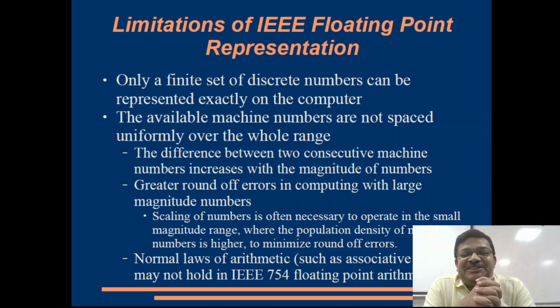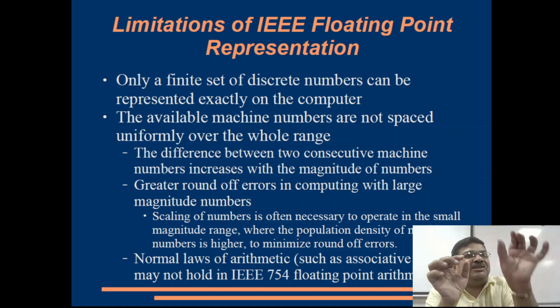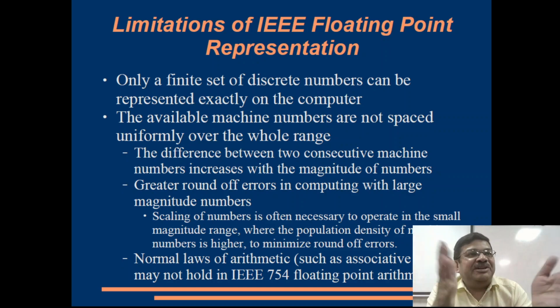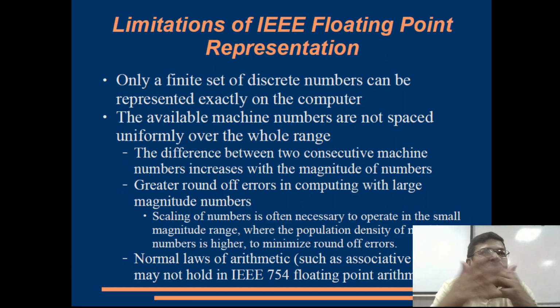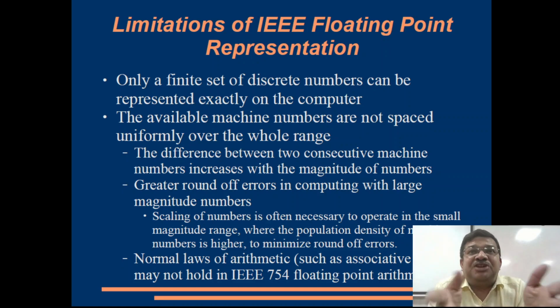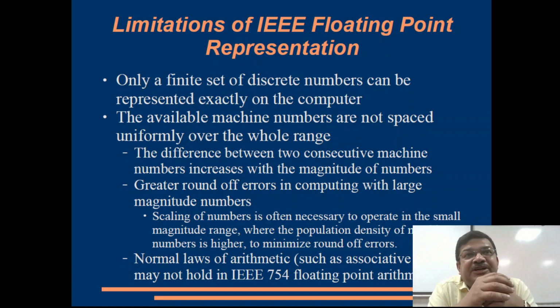So there are greater round of errors in computing with large magnitude numbers, and therefore scaling of numbers is often necessary to operate in the small magnitude range so that the round of error that you incur is smaller. And then of course you need to maintain the sanctity of the magnitude. So after operations you need to scale it back to normal magnitude. But the round of error would be under control. Because of this round of error, normal laws of arithmetic may not hold.